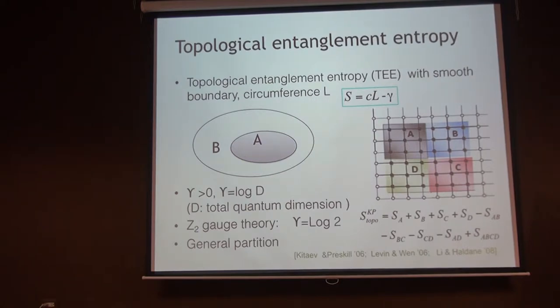And numerically, how to obtain the topological entanglement entropy? We can calculate the entanglement entropy for different sizes, and by subtracting the area term, we can get the topological entanglement entropy gamma.